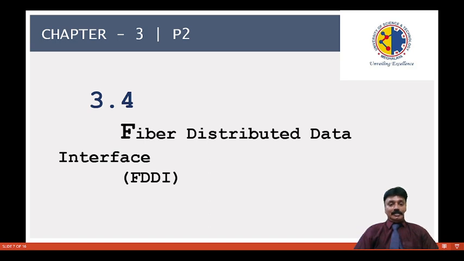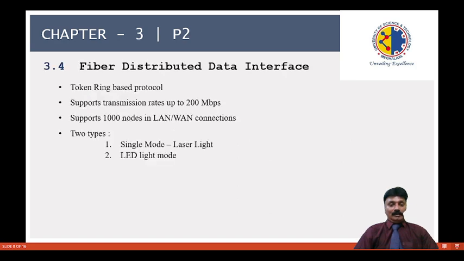Now fiber distributed data interface. How this can be handled, we'll see. Before that, some of the features of this fiber distributed data interface. It is actually a token ring based protocol. It supports transmission rates up to 200 Mbps, megabits per second, and supports 1000 nodes in LAN or WAN connections. So 1000 systems can be connected.